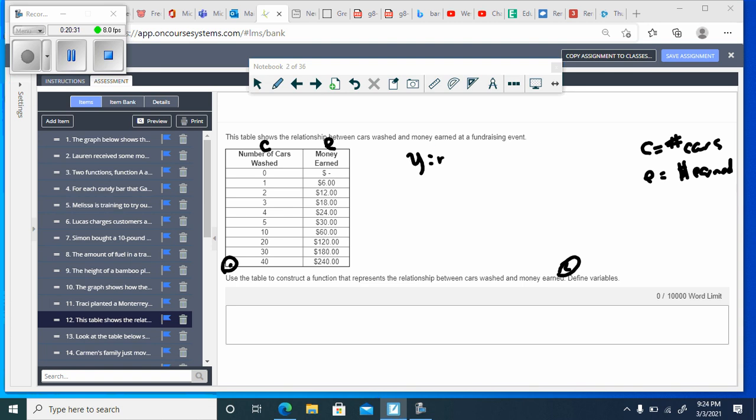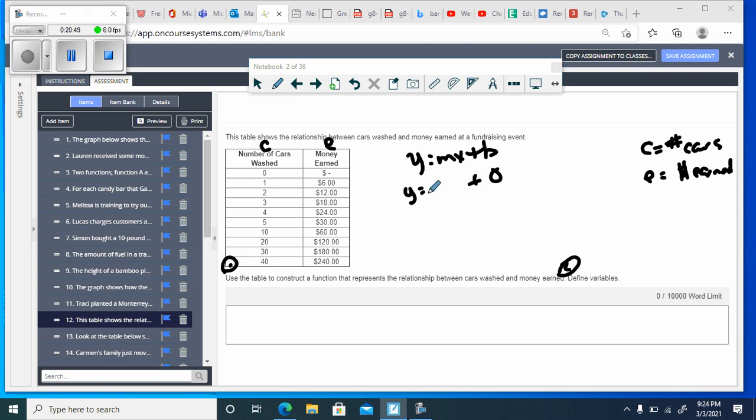We start with y = mx + b, okay? Why? Because look, our rate of change is the same. We're going up $6 each time. So to find b, our starting point, it is 0.